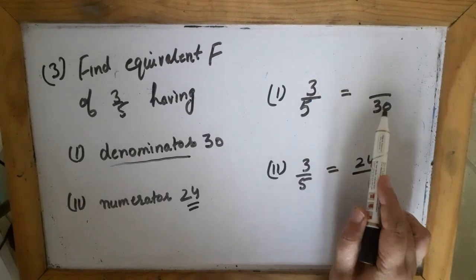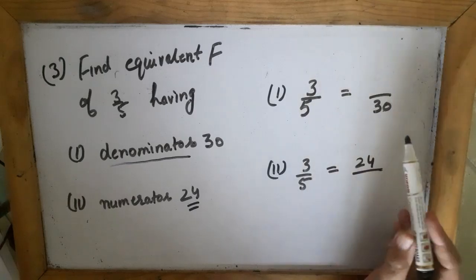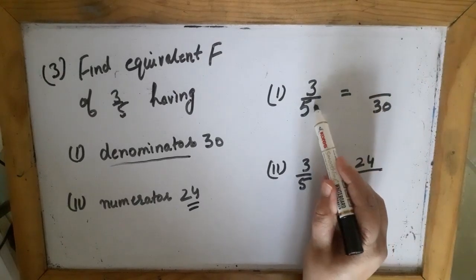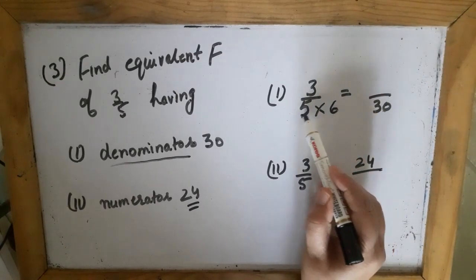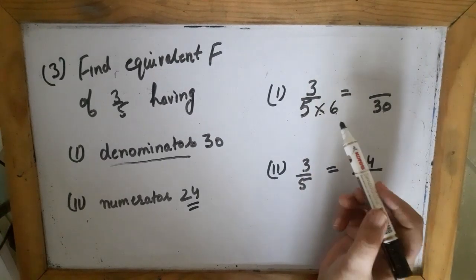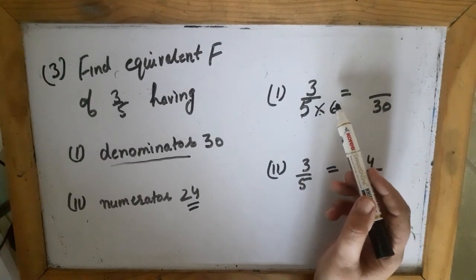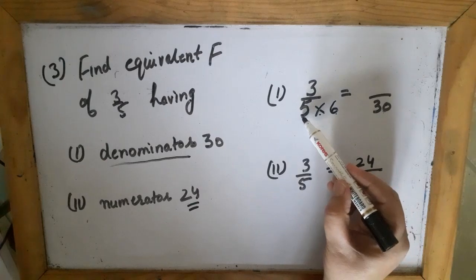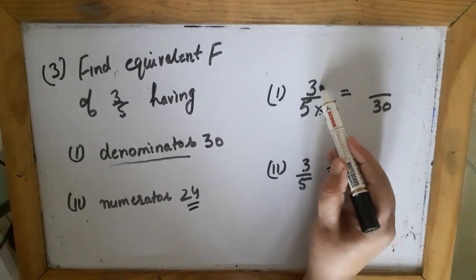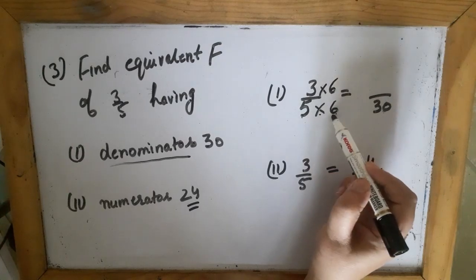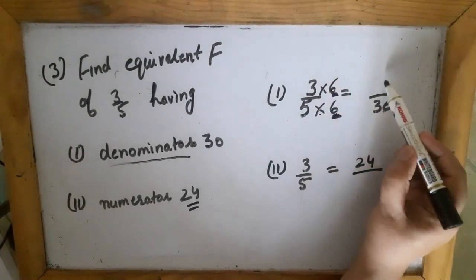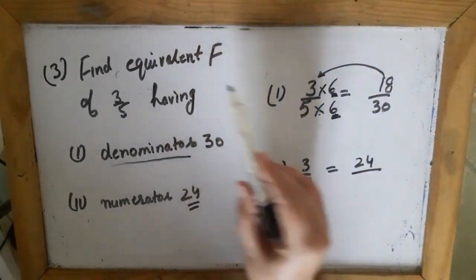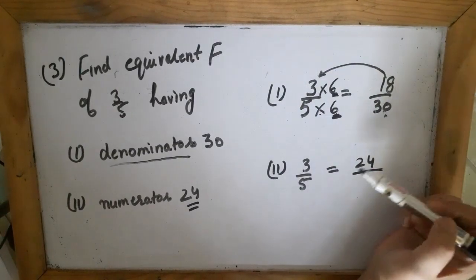Now we will see this. The denominator is given. So how can I make 5 equal to 30? If I multiply 5 with 6, 5 multiplied by 6 becomes 30. I told you when we form equivalent fractions, we multiply the denominator and numerator with the same number. So if 5 into 6 is 30, then the numerator also I have to multiply with 6, the same number. So 3 6s are 18. So this is my required answer. They were asking you to find the equivalent fraction of 3 by 5 having the denominator 30.